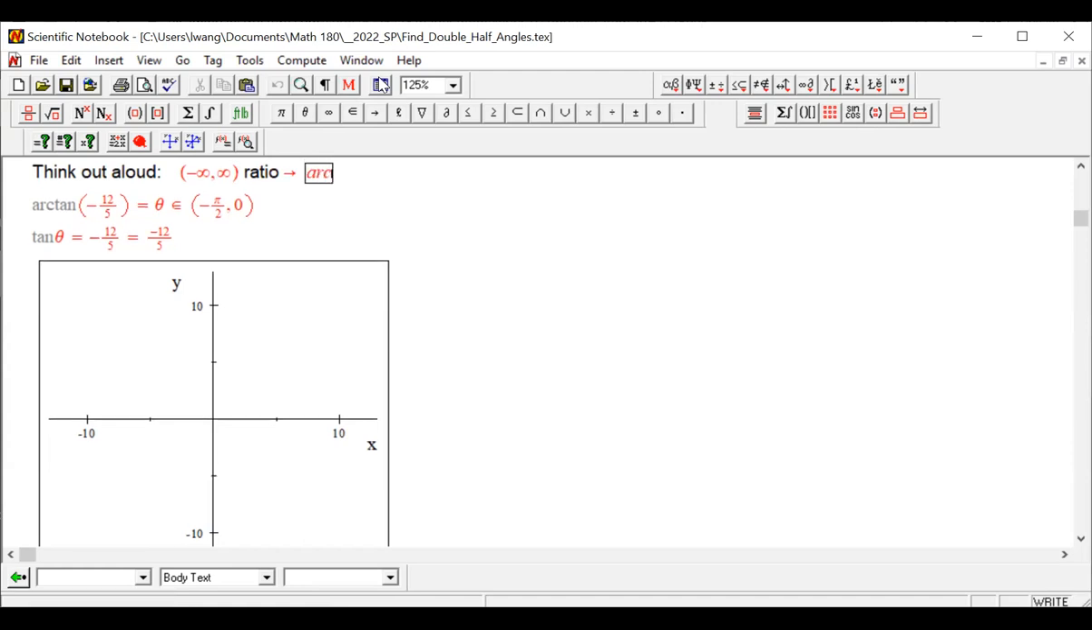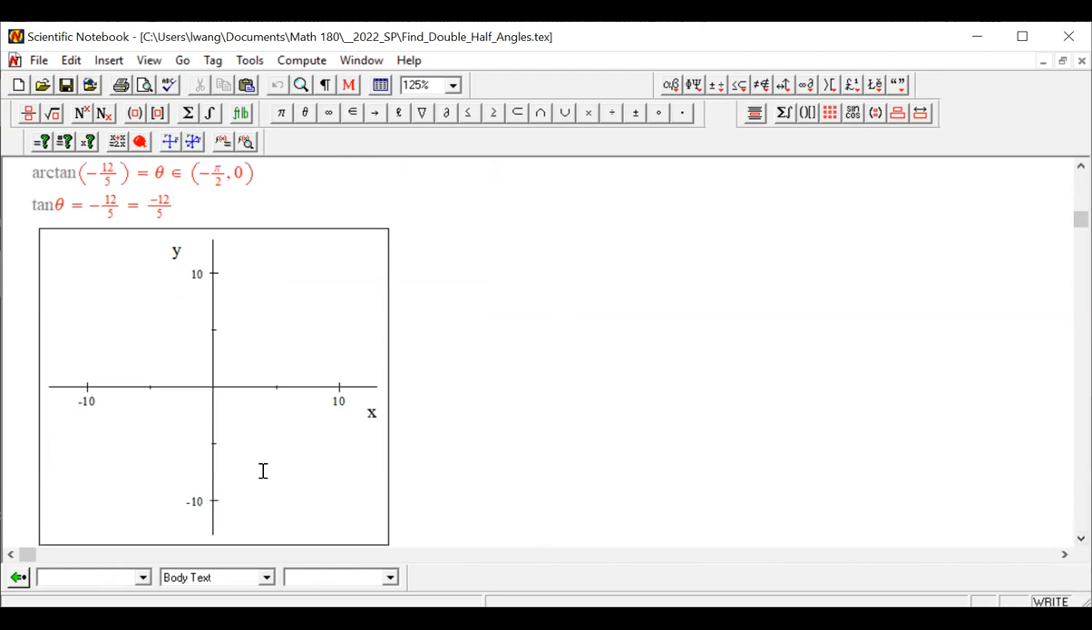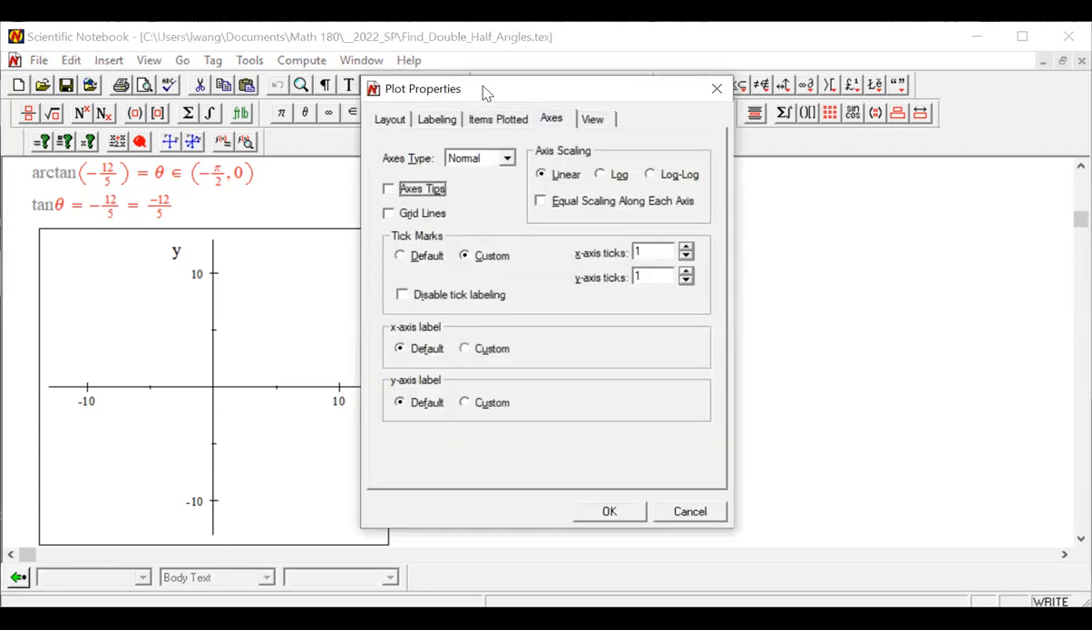Let me just write it down there. It produces angles that are going to be in -π/2 to +π/2. Quadrant 3 and quadrant 2 are crossed out. So with that understanding, we can draw the picture now. So -12/5, y/x, we can draw that picture now.